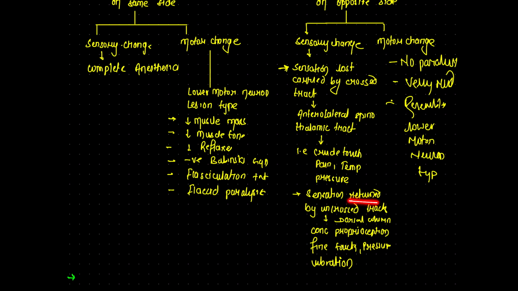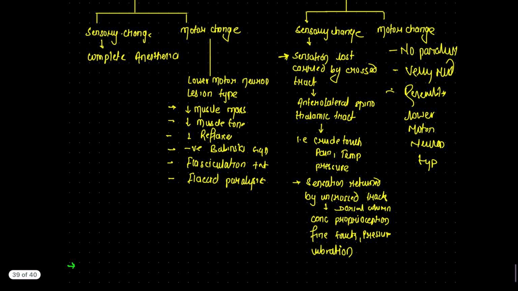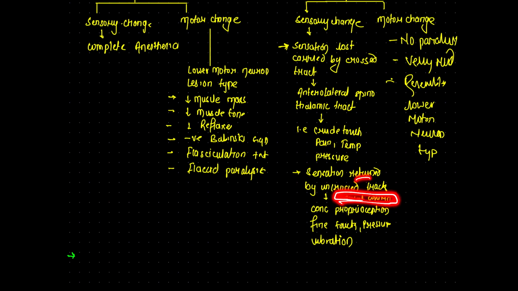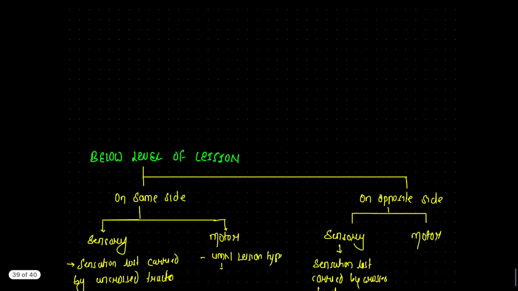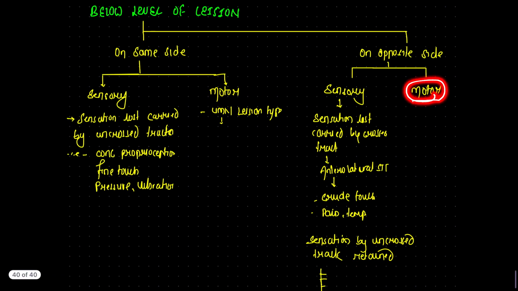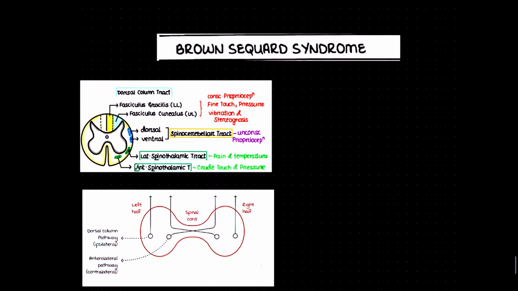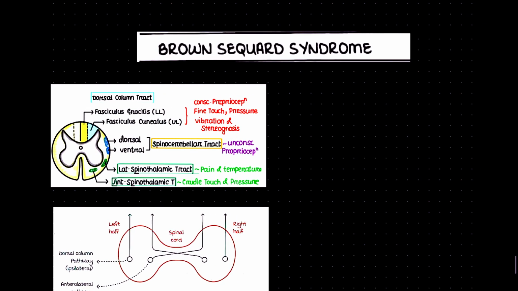And the sensation is retained because below this region, the tracts that do not cross and move upward directly have no effect on them, such as the dorsal column tract, carrying conscious proprioception, fine touch, pressure, vibrations. And talking about the motor change, it is the same. It is very mild paralysis or no paralysis at all. So this was about Brown-Sequard syndrome. I hope we are clear about it.